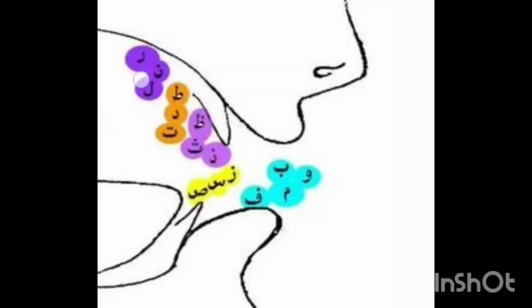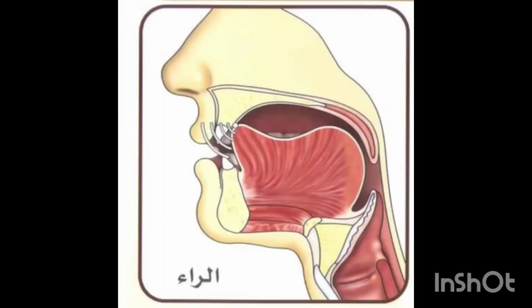Let's start with the letter Ra. So as you can see for the letter Ra, the middle part of your tongue is going downwards, and then the tip of your tongue is slightly touching your palate. So make sure to place your tongue this way to be able to pronounce the letter. Okay, let's practice together. Letter Ra, repeat after me. Ra, Ra, Ra. Okay, perfect.